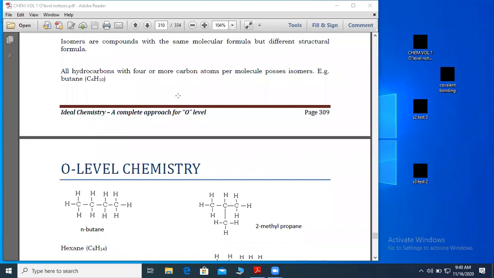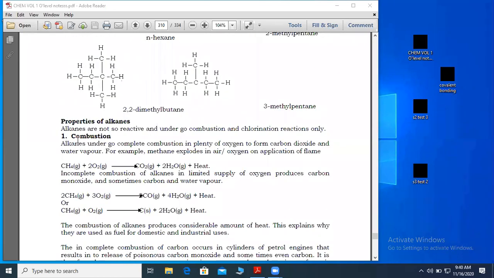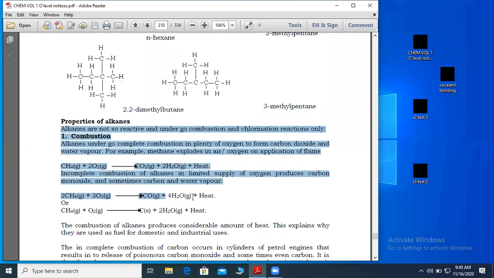Then from there, we look at properties of alkanes and we look at combustion specifically. When alkanes burn in plenty of oxygen, that is excess oxygen, they all form carbon dioxide and water. Then you balance the equation. Methane plus oxygen, the product is carbon dioxide plus water. But when oxygen is limited, then the product is carbon monoxide. Take note of that. So add this on the list of things you are going to read: combustion of alkanes, and that will be it for alkanes.